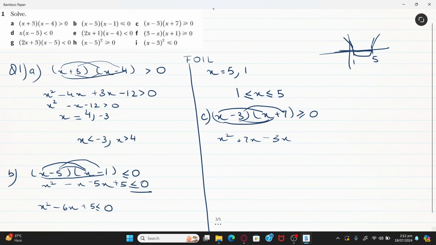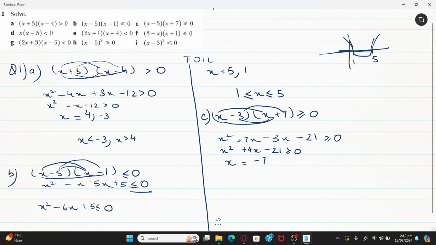So we are going to continue. Negative 21 is less than, sorry, it's greater than or equal to 0. So we simplify this: x squared plus 4x minus 21 is greater than or equal to 0. And after we input this into the calculator, we are going to get two values.